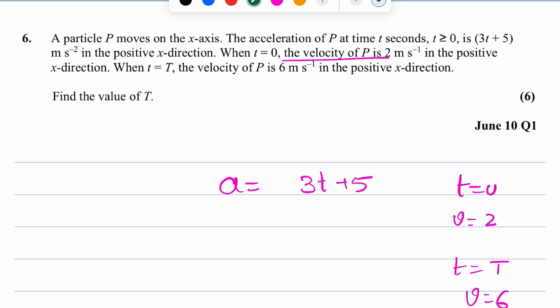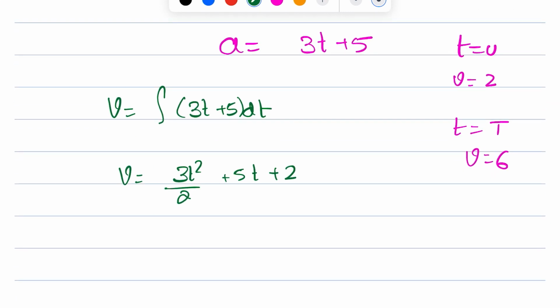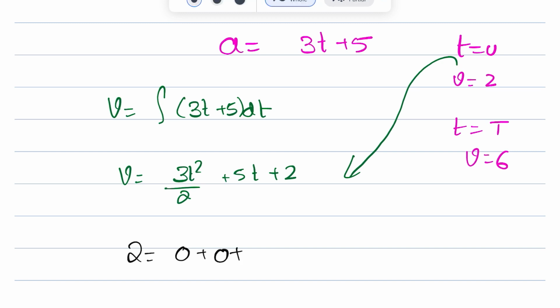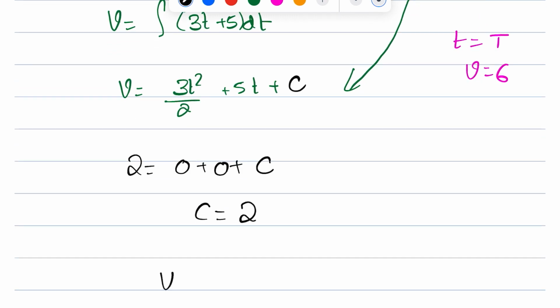So first of all, I'm going to get the velocity equation. For that, I'm going to do the integral of 3t plus 5 dt. So velocity equals 3t square upon 2 plus 5t plus c. We know that at t equals 0, v equals 2. So v equals 0 plus c, so c equals 2. So velocity equals 3 upon 2 t square plus 5t plus 2.